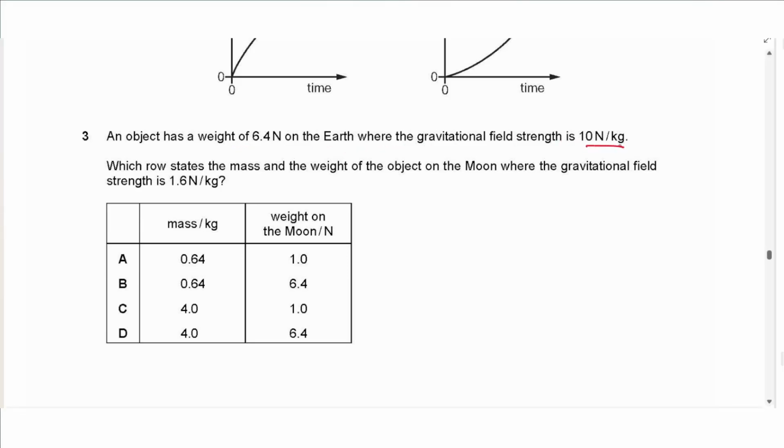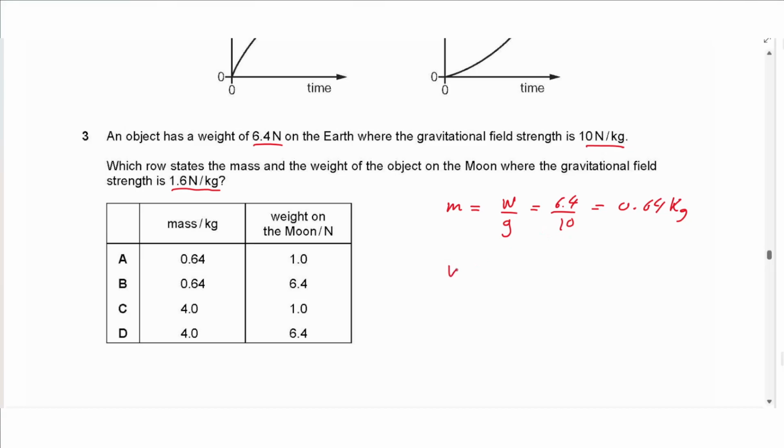Question 3 says an object has a weight of 6.4 newtons on Earth where the gravitational field strength is 10 newtons per kilogram. Which row states the mass and the weight of the object on the moon where the gravitational field strength is 1.6 newtons per kilogram? So first we calculate the mass. It is equal to the weight divided by the gravity field strength. So we divide 6.4 by 10. In this case, we will get 0.64 kilograms.